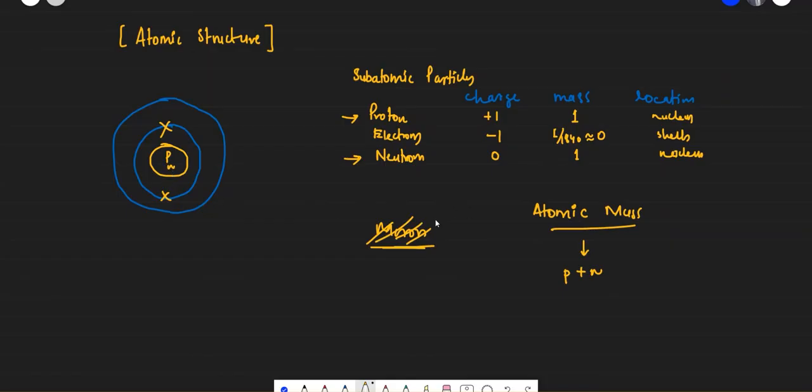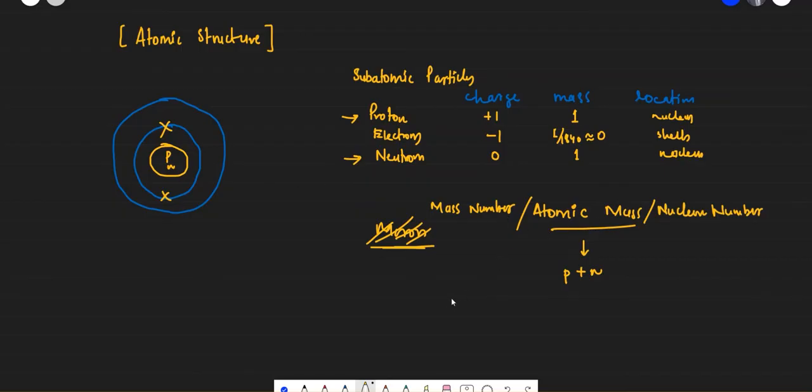Moving on, atomic mass is also known by other names, like nucleon number. Do not get confused if they say nucleon number. Nucleon means protons and neutrons. Since they are present inside the nucleus, they are called nucleons. And it is also known as mass number. So that is the concept of atomic mass.